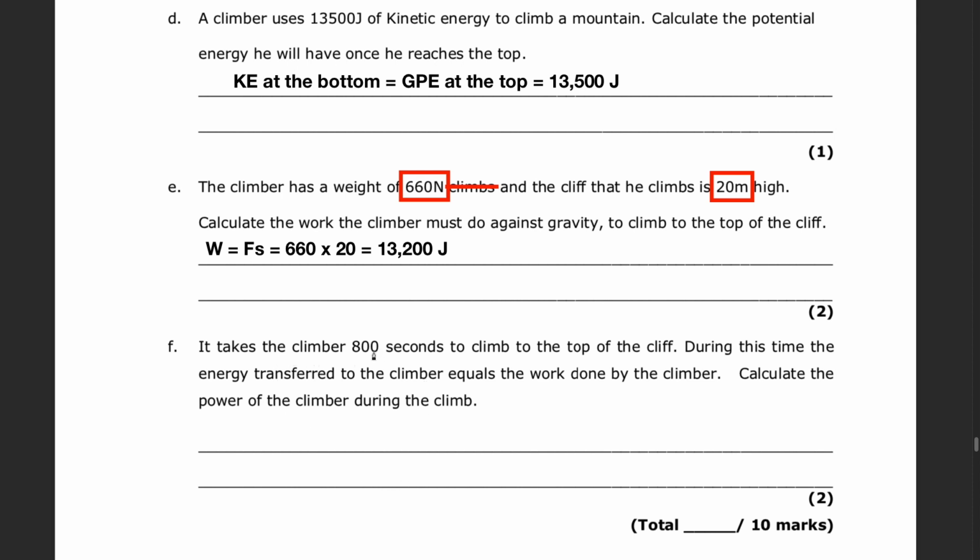Finally, question F. It takes the climber 800 seconds to climb to the top of the cliff. During this time, the energy transferred to the climber equals the work done by the climber. Calculate the power of the climber during the climb.